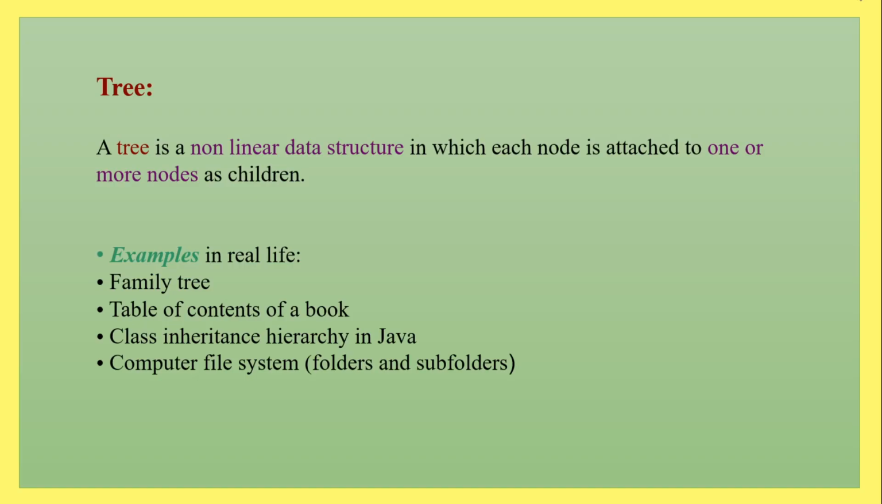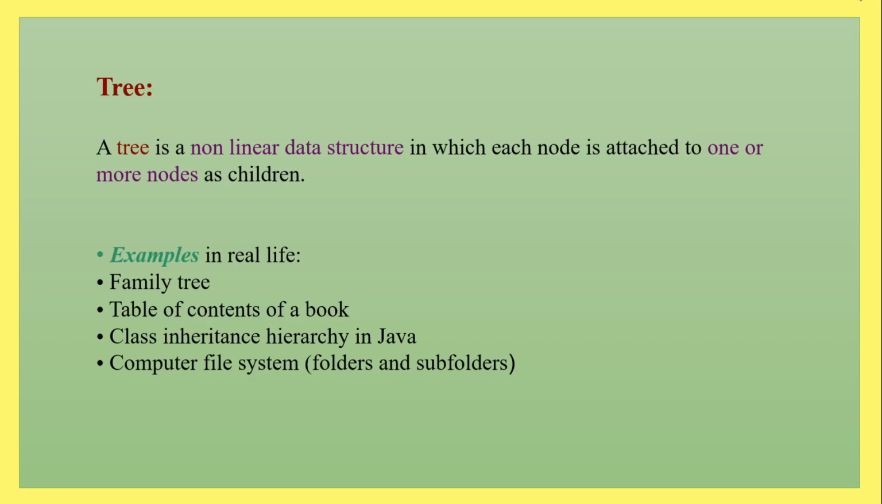Tree. A tree represents the nodes connected by edges. A tree is a non-linear data structure in which each node is attached to one or more nodes as children. Recollect the unit 1 videos. There you learned what a data structure is and what the different types of data structures are. Tree is a non-linear type of data structure.